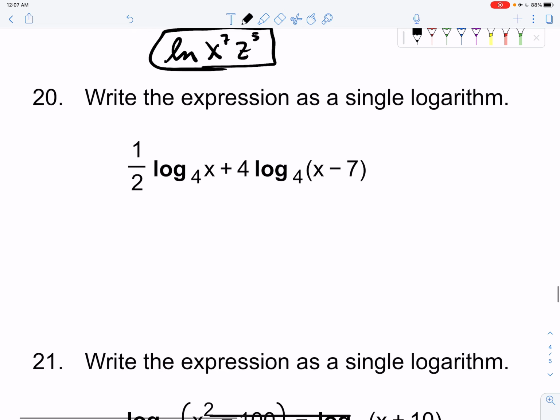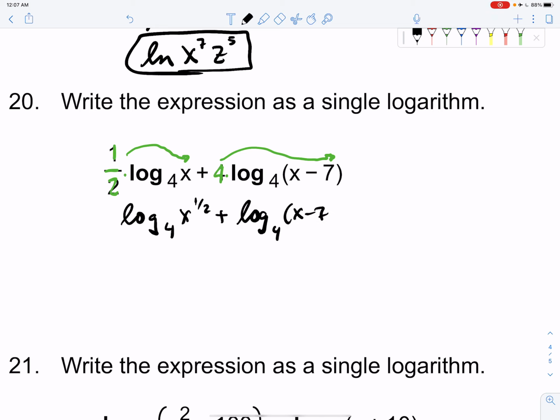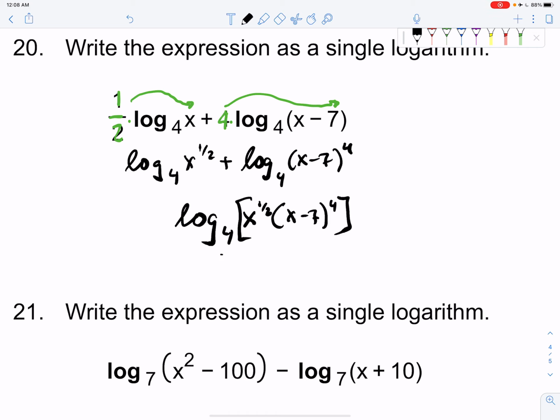Next problem. Yikes, what's this stuff here? Okay, so look at that. We've got 1/2 out in front being multiplied, so that could be written as an exponent. We've got this 4 being multiplied, so that could be written as an exponent. Okay, let's do that first. So this is going to be log base 4 of x to the 1/2 plus log base 4 of quantity x minus 7 to the 4th power. Now we're going to use the product rule, that we can write this as a single logarithm as a product. Log base 4 of x to the 1/2 power times x minus 7 to the 4th power. And there you go.